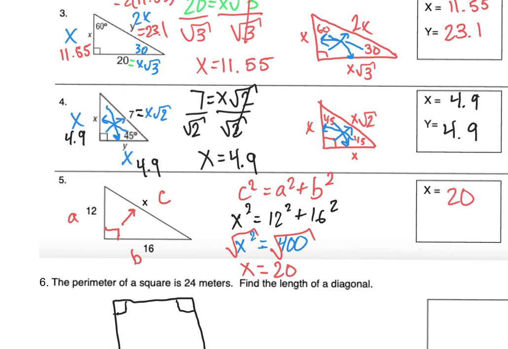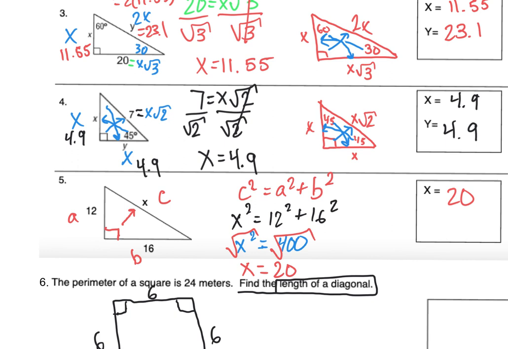It says that the perimeter is 24. So if the perimeter is 24, how do I figure out what just one side of the square is? Well, you know that all sides are congruent. All sides are equal in a square. So if we do 24 divided by 4, we get 6. So this side is 6. This side is 6, 6, 6.